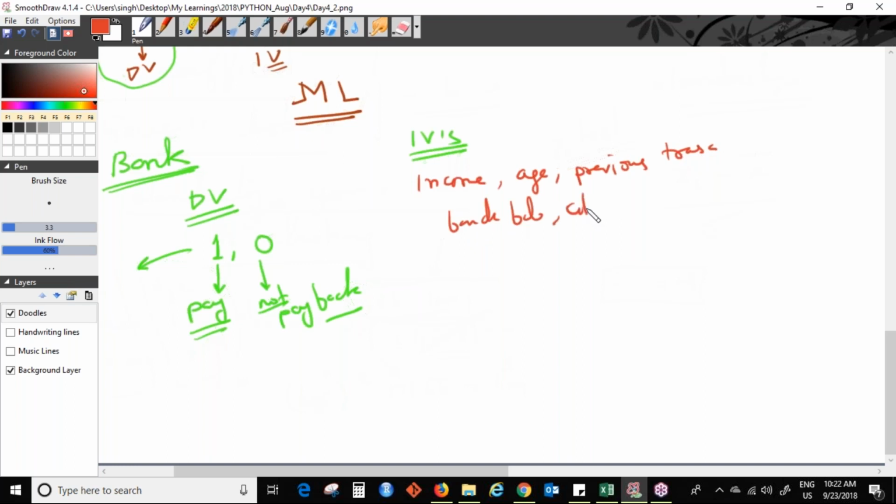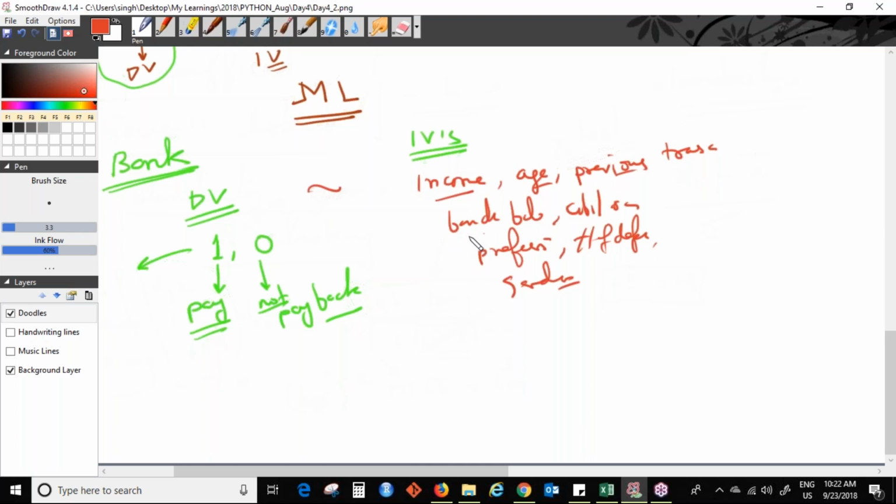Yeah, CIBIL scores, correct. Maybe on his profession. Yes, it can be on his profession also. It can be on the number of dependents he has, right? It can be on his gender also, maybe. So it can be dependent on any of these factors or all of these factors simultaneously. So here we have our dependent variable as yes and no, and the independent variables are all of this.